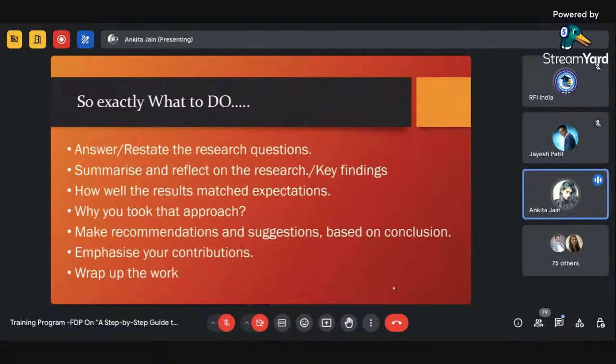So again, after this, suggestions and recommendations should be there. There is one more thing I should say: based on the conclusion, your recommendations, suggestions, implications, scope, anything you are writing should not be generalized, because you may have in your mind that it should be like this. It is not like that. It should ultimately be based on the conclusion.